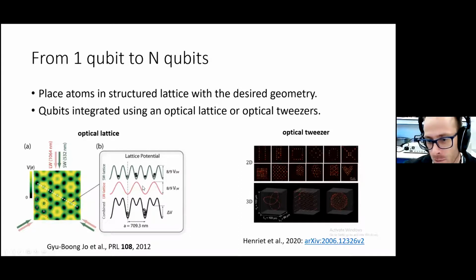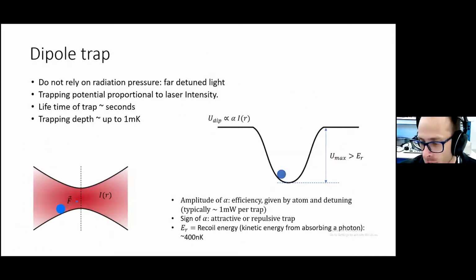This relies on what is called the dipole force within the dipole trap. And one implementation of the dipole force is the dipole trap. And so the magic thing about the dipole trap is that it doesn't rely on radiation pressure. You can apply forces on an atom with laser light without exciting the atom. And to achieve this, you need to be far detuned from the resonance of your atom.